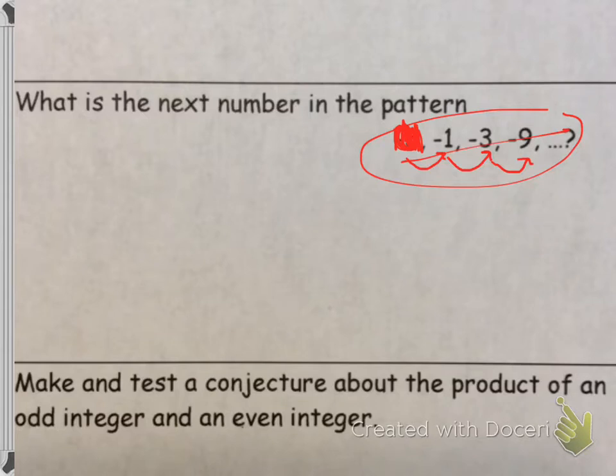So what do I do to get from -1 to -3? What do I get from -3 to -9? We times by 3. Negative 1 times 3 is negative 3. Negative 3 times 3 is negative 9. So to find the next number in the pattern, I'm going to take negative 9 and times it by 3, and I'm going to get negative 27.